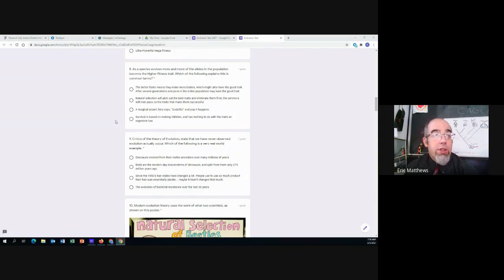Or natural selection will pick out the best traits and eliminate them first. The survivors will then pass on the traits that made them successful. Or a magical wizard fairy says Godzilla and pop, it happens. It's not that one. Or number 4, survival is based on making children and has nothing to do with the traits the organism has.